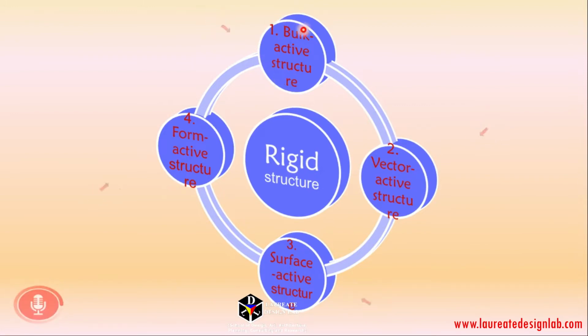There are four different types of rigid structure, but we will learn them in separate videos. Before we move on to bulk active structure, let's understand what is called rigid structure.